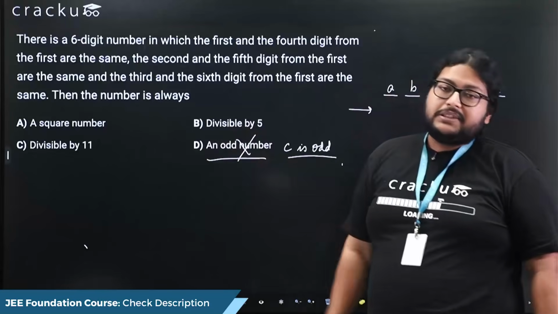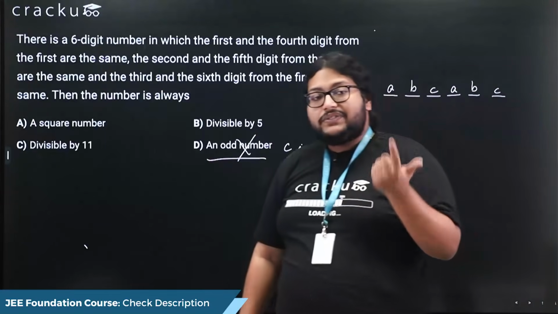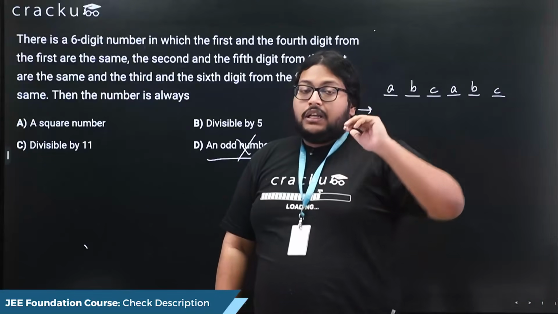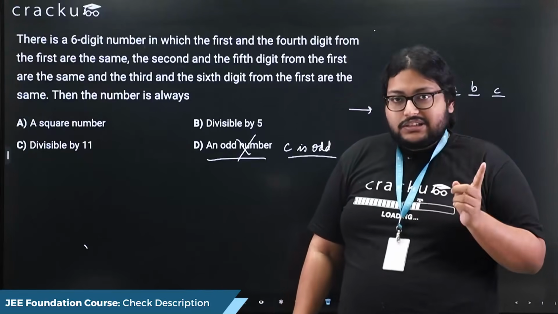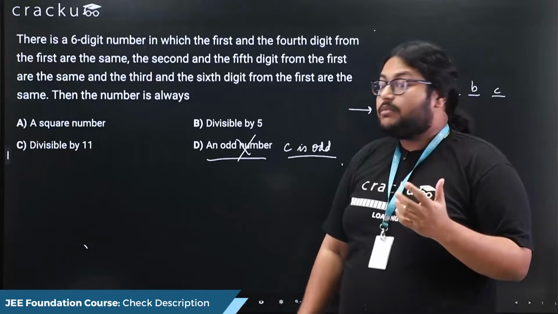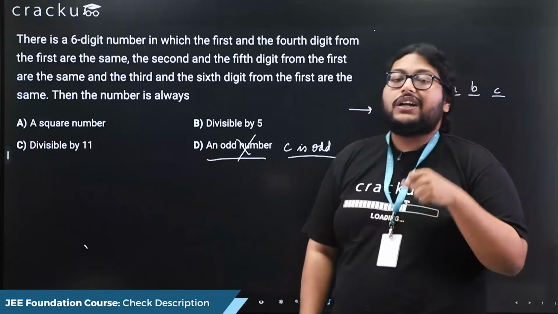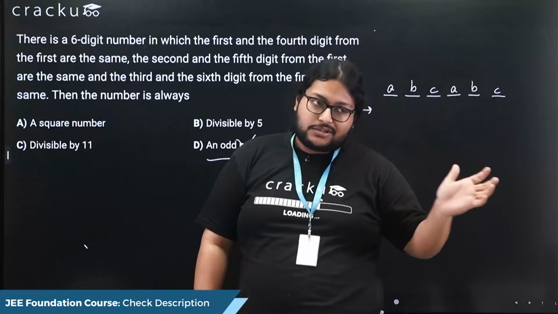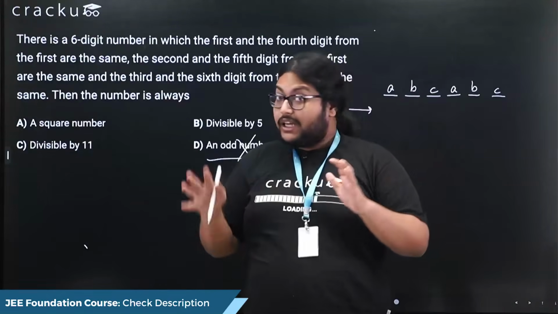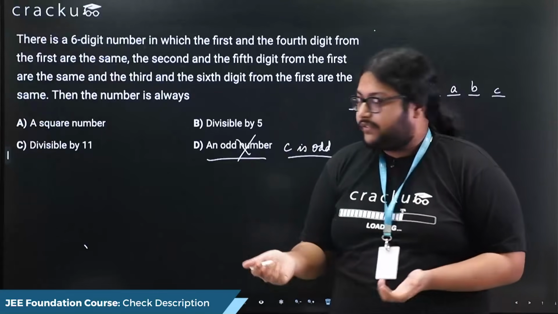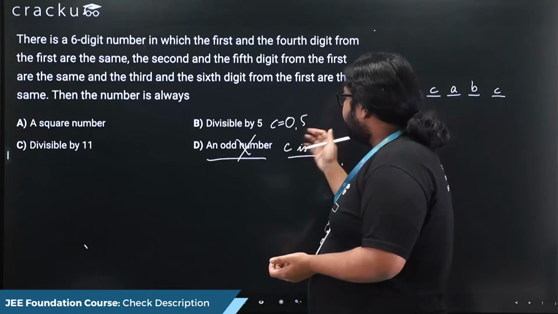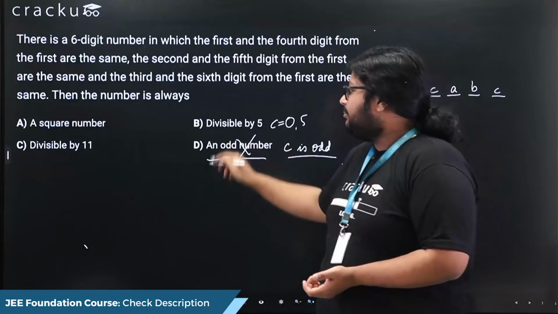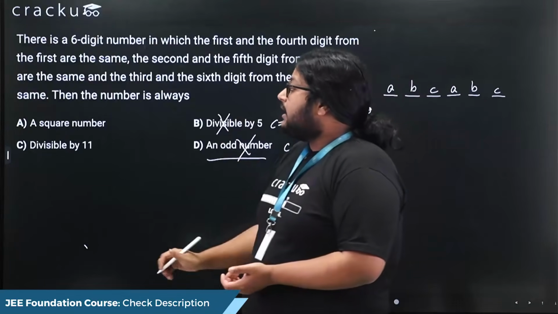Similar for divisibility by 5. A number is divisible by 5 when? A number is divisible by 5 only when the last digit is either a 0 or a 5. Same argument as option D. We are not told if the number has to be divisible by 5 or not. We are not told if C is 0 or 5. So for divisibility by 5, C has to be either 0 or 5, none of which is indicated. So B also we can eliminate.